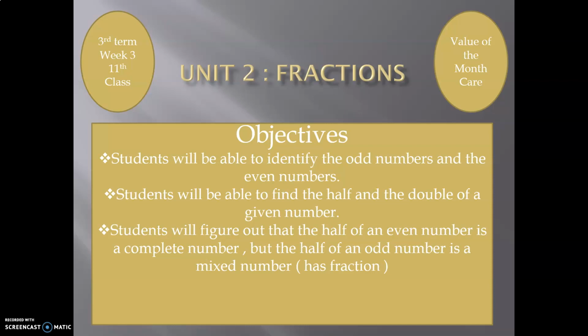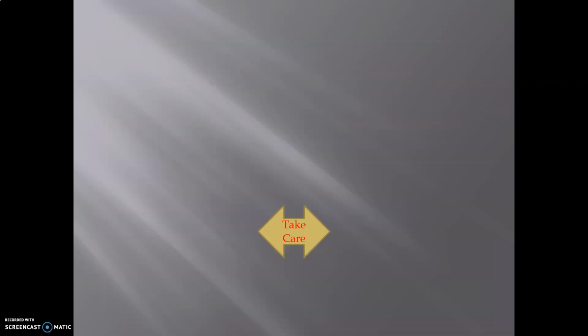So if you have a number that is made of a complete number and a fraction, together they are forming a mixed number. 3 and a half, 4 and a half, 6 and 1 over 4, 3 and 3 over 4. This is called mixed numbers. Okay? Let's go on.